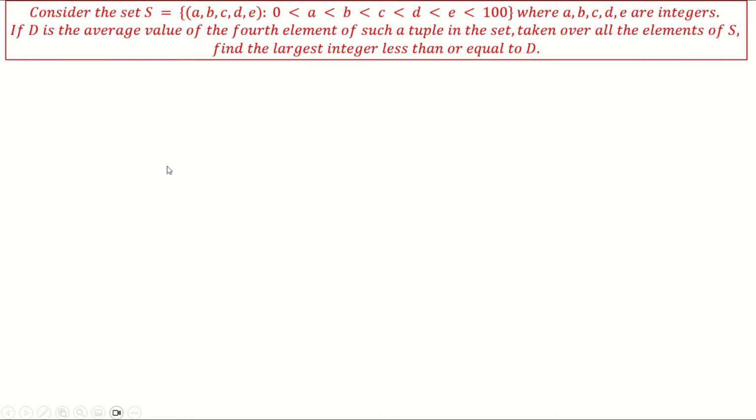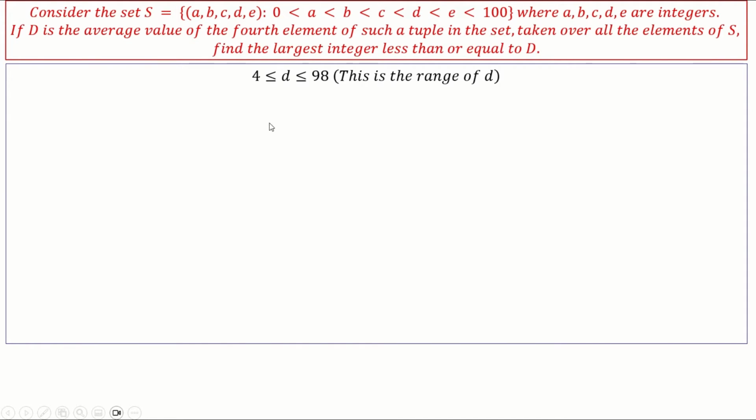So let's see how to do it. We know that D value will be between 4 and 98 inclusive, because it cannot be less than 4, since the 3 smaller digits have to be 1, 2, 3. So 4 is the minimum value and 98 is the maximum value. It cannot be 99 because if D is 99, then E cannot be 100. That's not possible. So this is the first condition we derive.